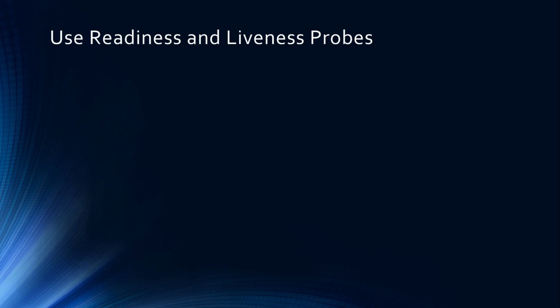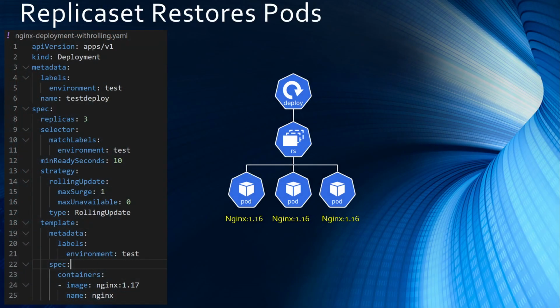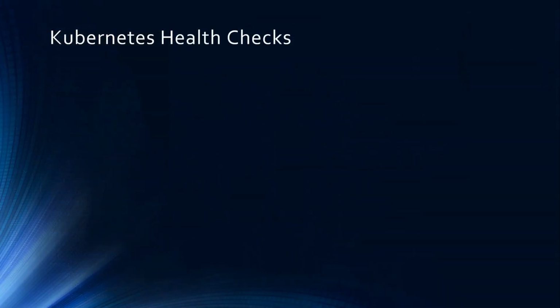The next Kubernetes best practice is to use readiness and liveness probes. These help in health checks of your Kubernetes pods. You are probably thinking, well, Raj, a replica set restores pods, right? If you have a replica set of three and a pod goes down, the replica set will bring a pod up and everything will be up and running. So what's the big deal about readiness and liveness? Well, let's imagine that your app takes a minute to warm up and start.